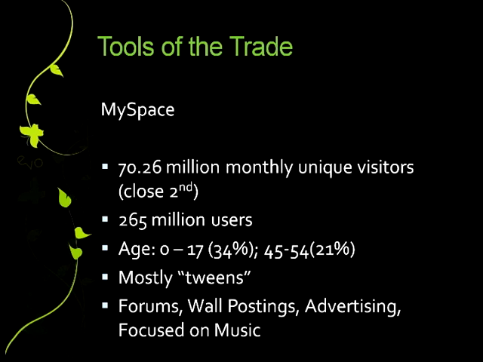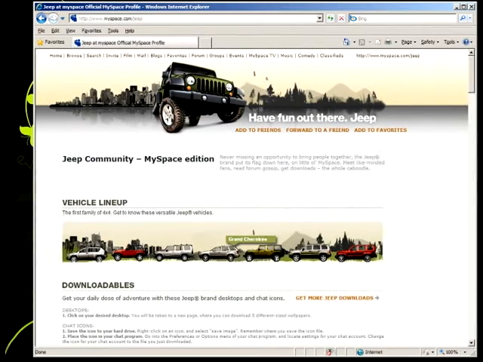As far as business is concerned, we've been using MySpace for forums, again for wall postings similar to Facebook, as well as advertising opportunities. And because they're targeted to tweens, there's a huge focus on music. Again, taking Jeep as an example, I'm not saying that they're the only ones around. You can see this is an example of Jeep's MySpace page. As you can tell, there are several things you can do on it as well, including downloading desktops. There's also chat that they do online at MySpace.